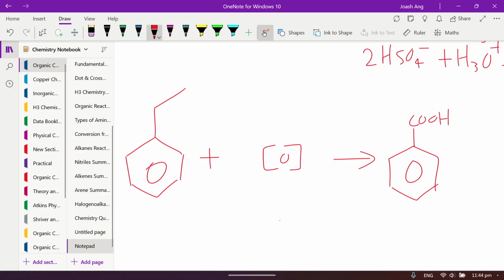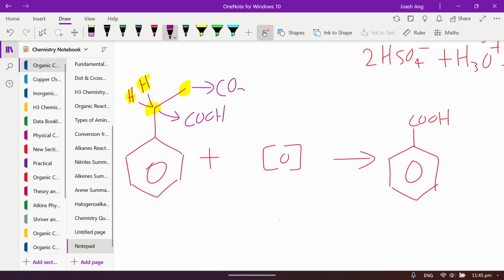Because for this strong oxidation or side chain oxidation, I would require a benzylic hydrogen. As long as I have benzylic hydrogens right here, these are called benzylic hydrogens, it will straight away be oxidized. This carbon will be oxidized to a carboxylic acid group, and any excess carbon will be oxidized to carbon dioxide.